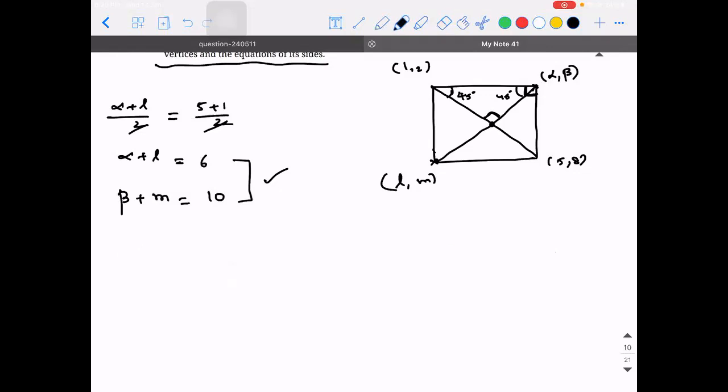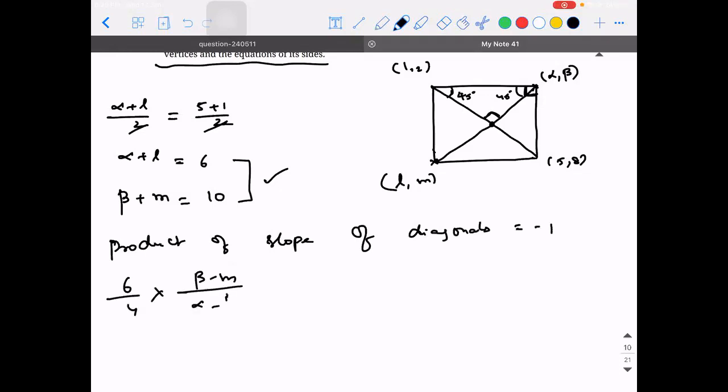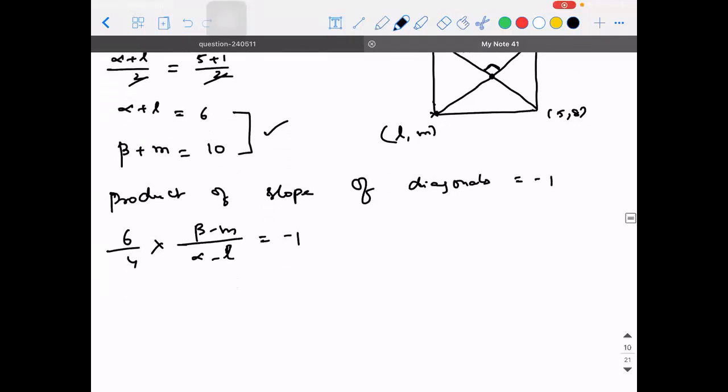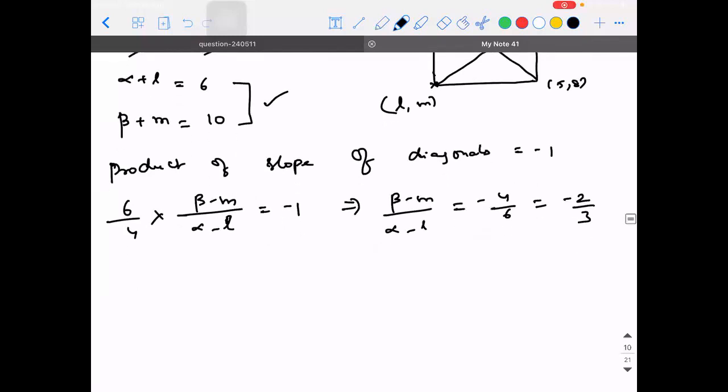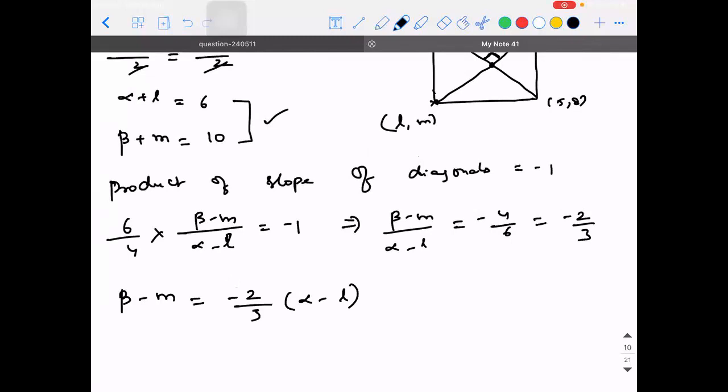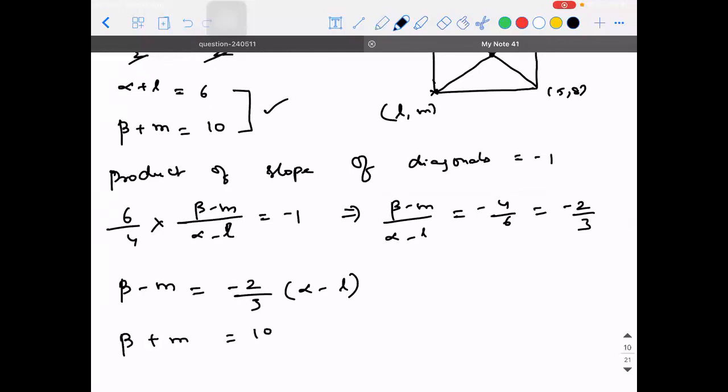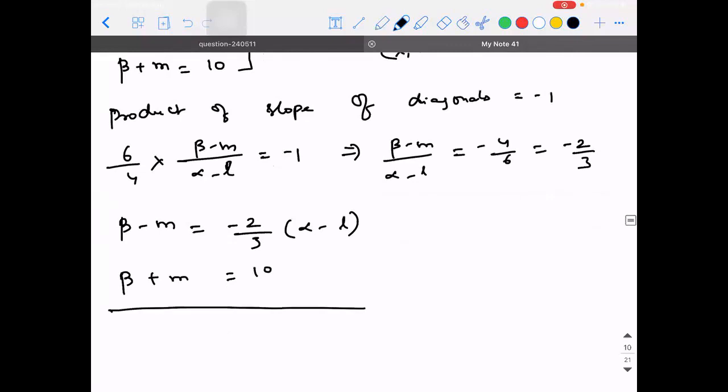So when the diagonals intersect at 90 degrees, the product of the slopes of the diagonals is equal to minus 1. So 6 divided by 4, into (beta minus m) by (alpha minus L), is equal to minus 1, which implies (beta minus m) divided by (alpha minus L) is equal to minus 4 by 6, or minus 2 by 3. So beta minus m is equal to minus 2 by 3 times (alpha minus L). And beta plus m is 10. So when you solve these two, are you going to get anything?